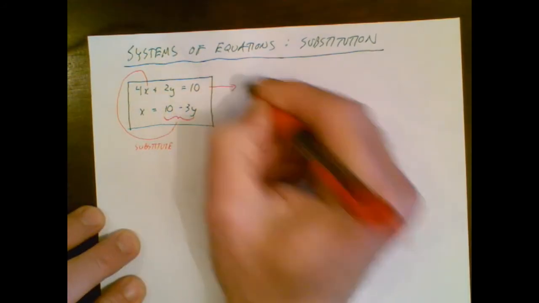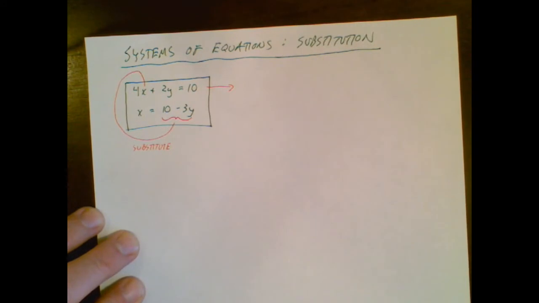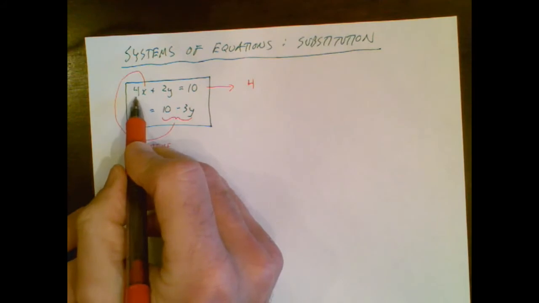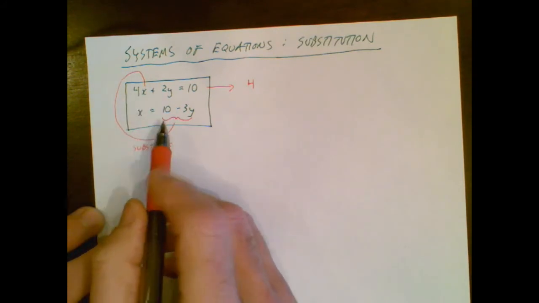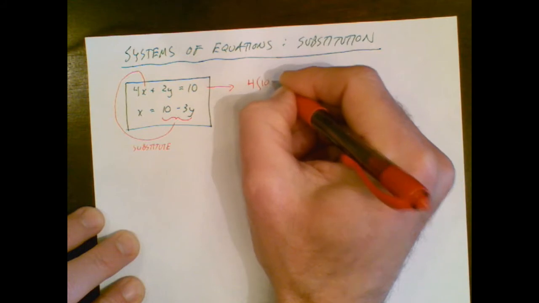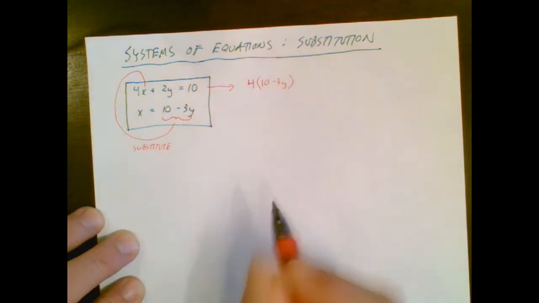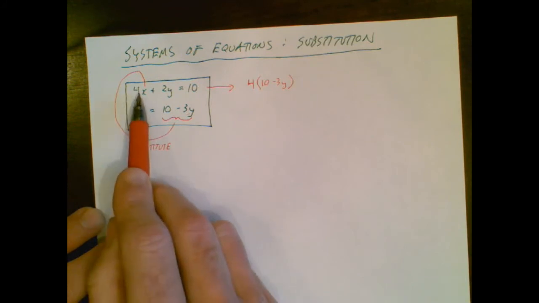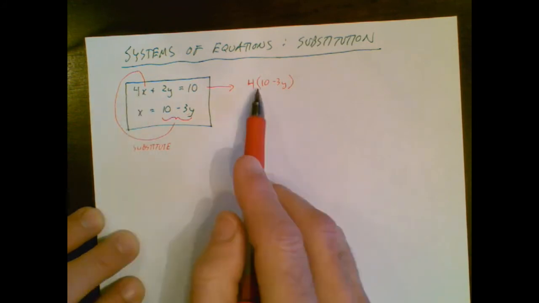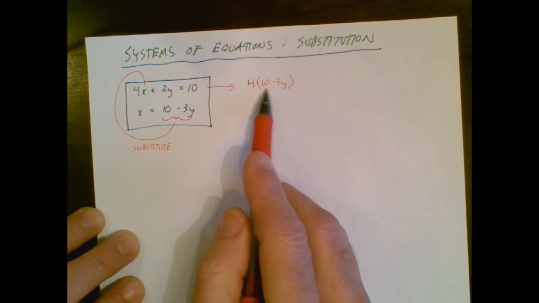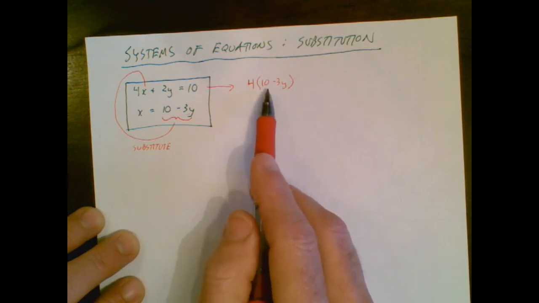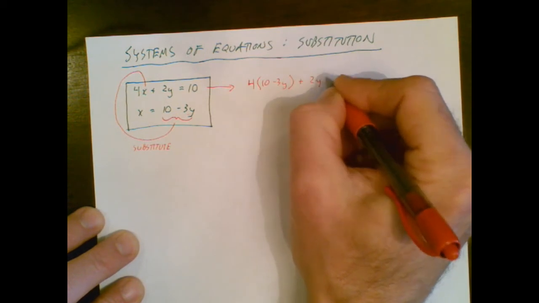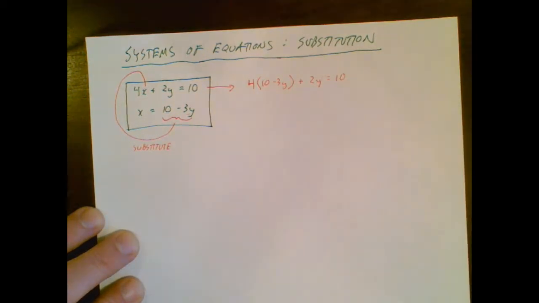So now I'm going to take that initial equation, the 4x plus 2y equals 10, and I'm going to rewrite it. But instead of saying 4 times x, I'm going to say 4 times (10 minus 3y). Because 10 minus 3y is the same thing as x, I'm allowed to write 10 minus 3y in place of the x. Be careful to put your parentheses there for beautiful Princess PEMDAS. Everything else I'm going to keep the same as the original equation.